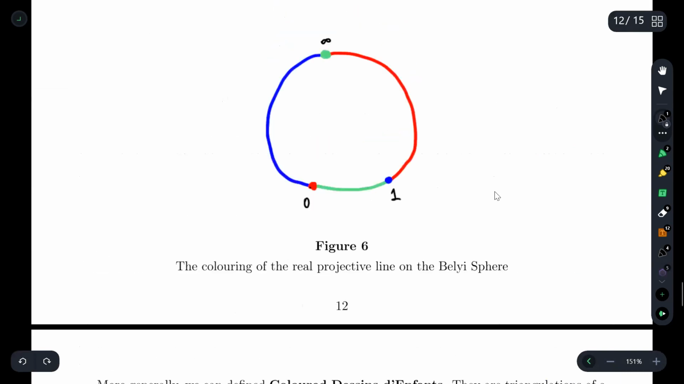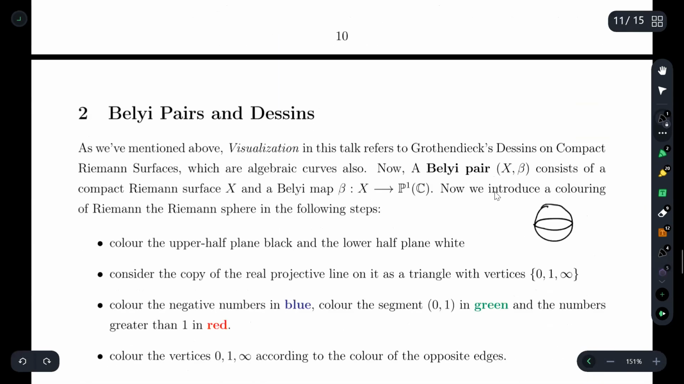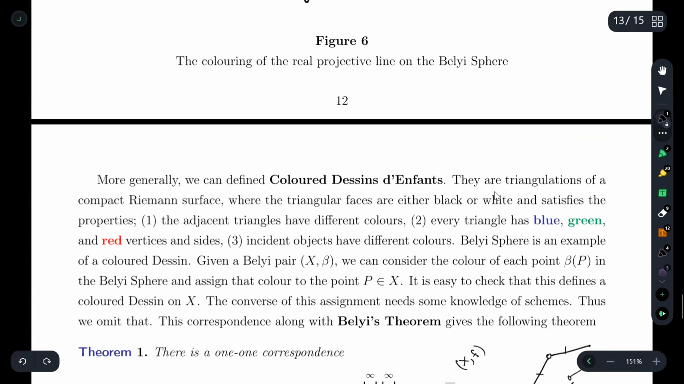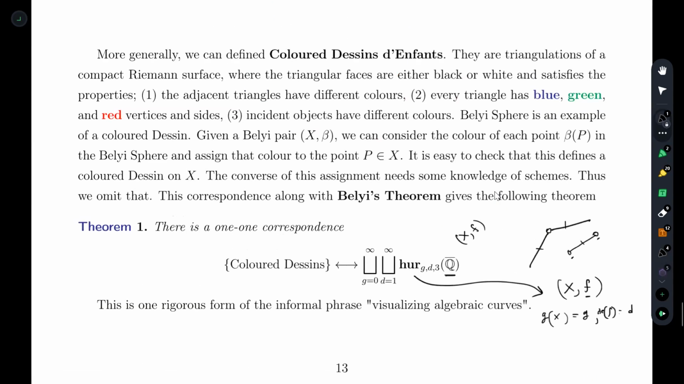So does he prove this theorem in that small paper? No. There is no proof because it can be deduced from a combination of Belyi's theorem and what Grothendieck did in his paper, where he introduced these dessins, etc. So this is actually the rigorous form of what we are saying about visualizing algebraic curves.